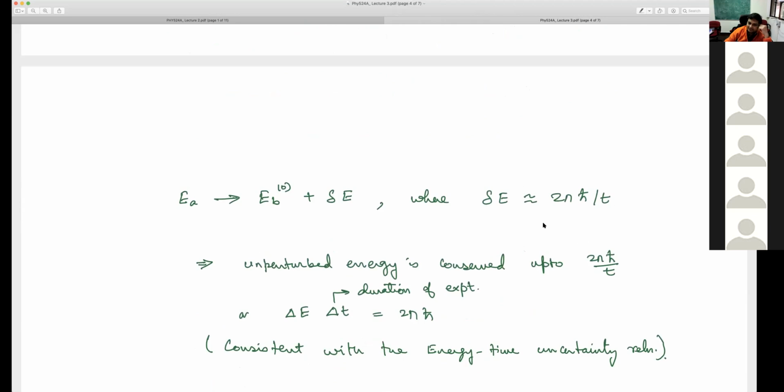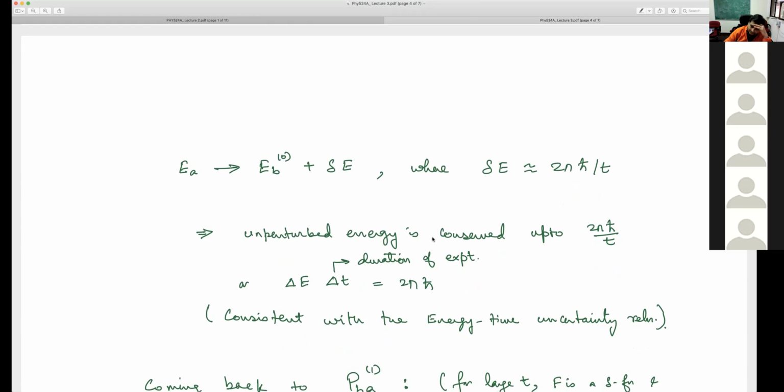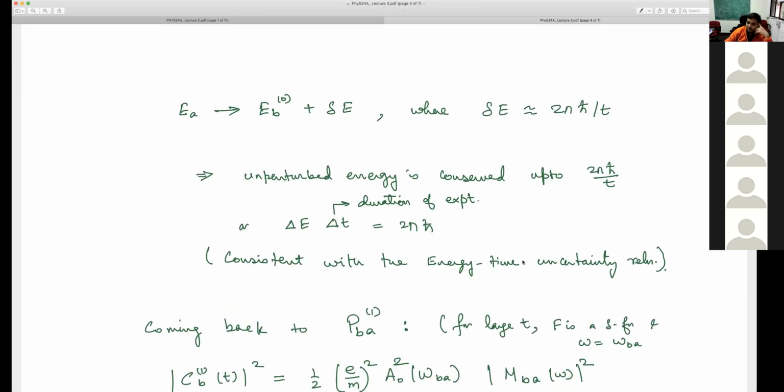And this is nothing but the uncertainty relation, that t is the time period during which the transition happens, or during which I am doing the experiment, let's say. So this just implies that the unperturbed energy, E_A is equal to E_B plus h bar omega, etc., is conserved up to 2 pi h by t, basically. Or if I write this t as delta t, the duration of the experiment, then delta E delta t is 2 pi h, which is just the lower limit of the energy time uncertainty relation.